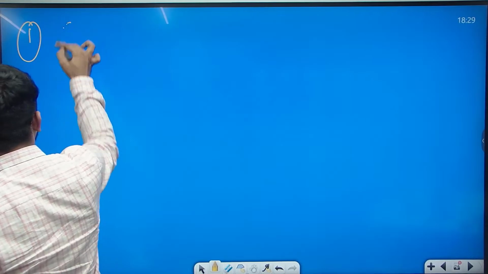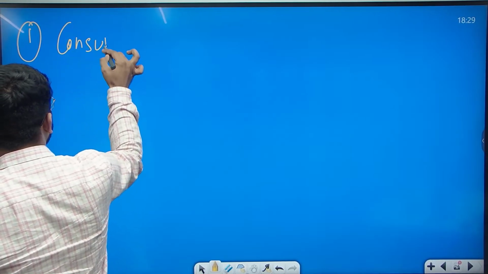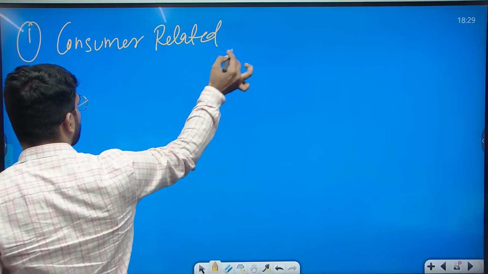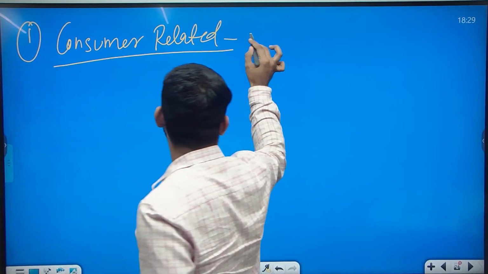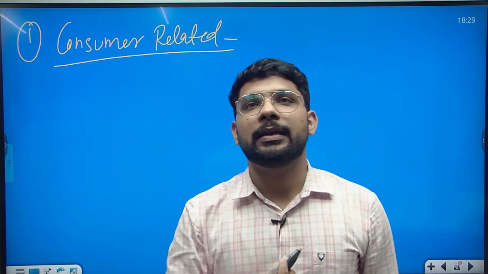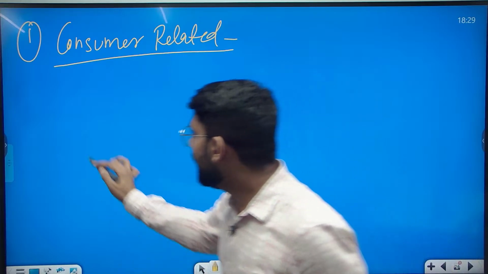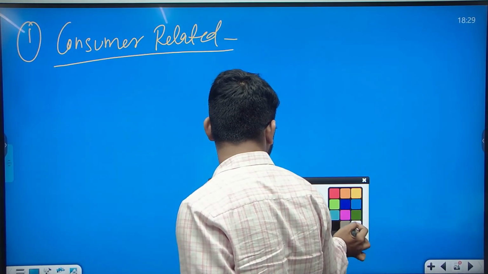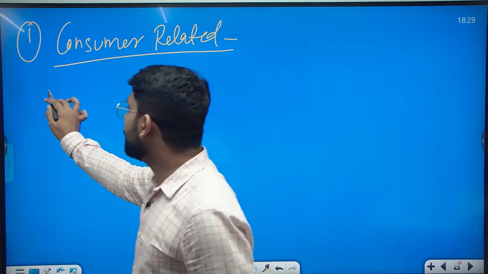Consumer related benefits. The number one benefit is that it's easily adaptable, meaning the adaptability. So the first heading we can make here is adaptability.